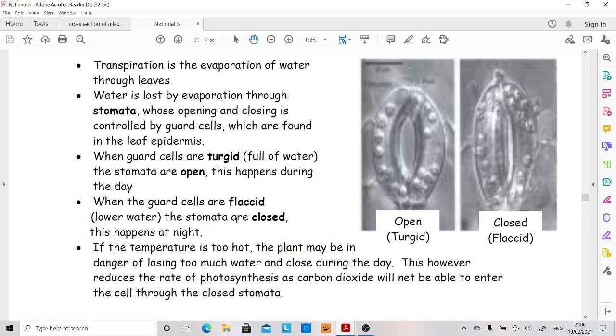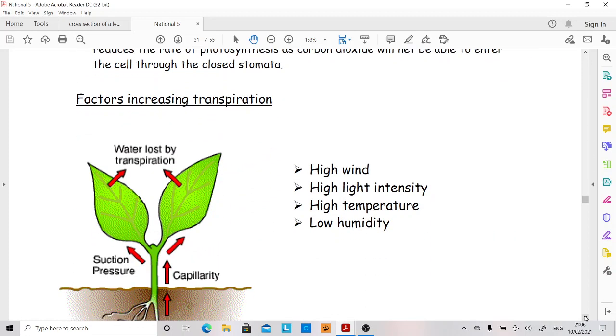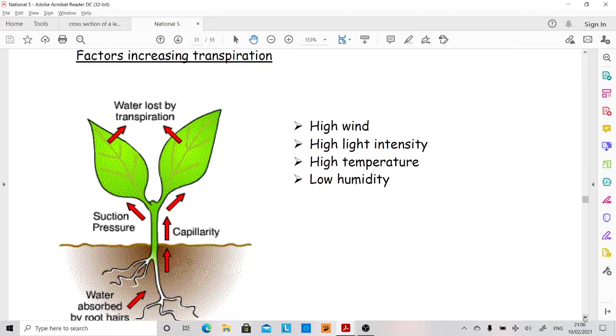When the guard cells are flaccid, the stomata are closed, and that happens at night. You're not going to need as much gas exchange happening at night because you're not doing photosynthesis then. If it's a very hot day, the plant might be in danger of losing too much water and it might close its stomata. However, if you've closed the stomata, then you can't really get much carbon dioxide coming in, so photosynthesis will be reduced.